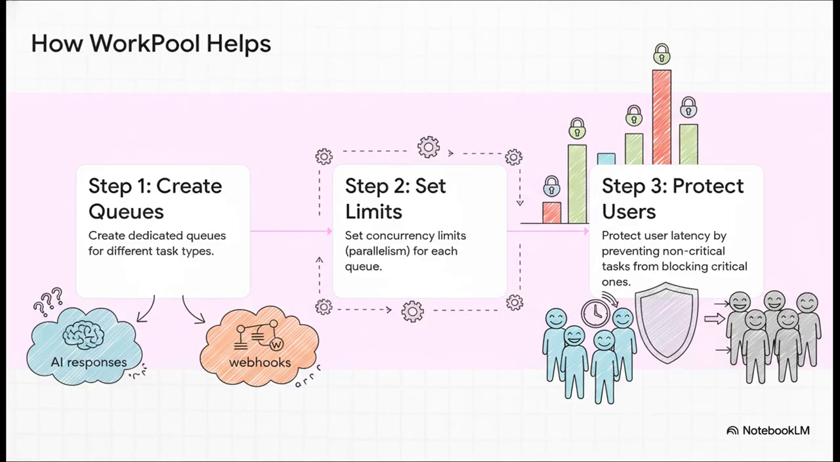So here's the core idea, and it's really powerful. First, you create different pools or queues for different kinds of jobs. Maybe one for those fast AI responses and another for the slow background webhooks. Then, and this is key, you set limits on how many jobs from each pool can run at the same time. This protects your critical user-facing tasks from ever being starved for resources.